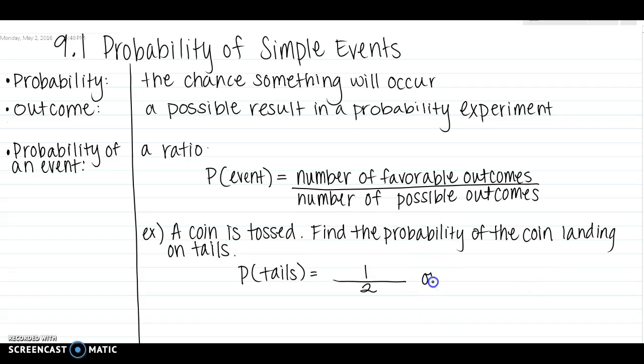Written as a decimal, this would be 0.5. And written as a percent, this would be 50%. That tells me that it is just as likely to get a tails as it is to get heads. I have a 50-50 chance.